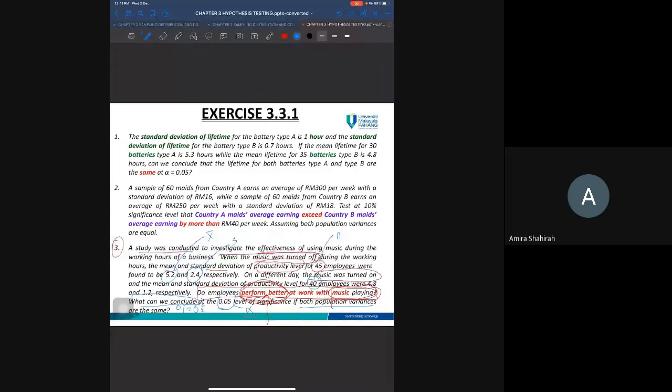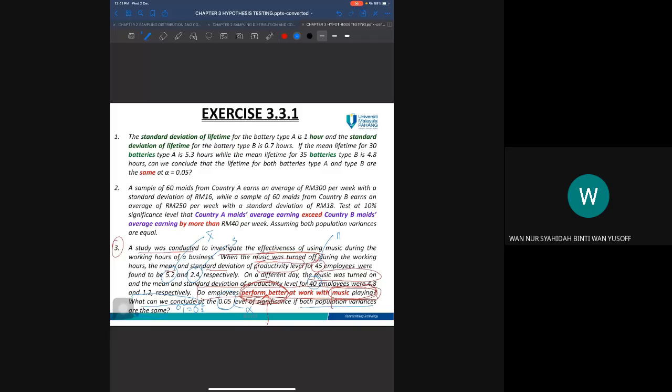Use the same employee. Okay, we need to use the same employee. So what about the n? It must be equal. Okay, so for the dependent sample, the n must be equal to each other, because those two data come from a similar population.